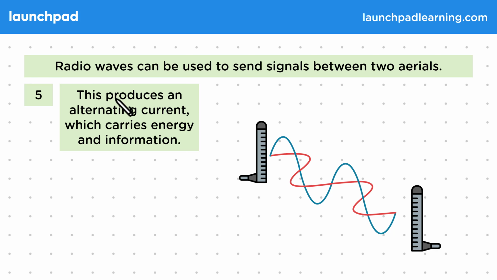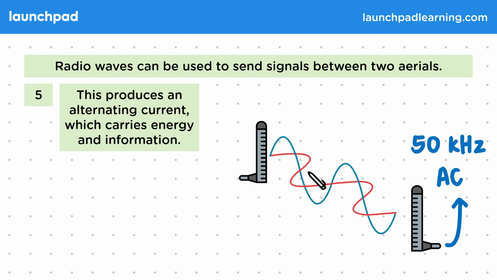Then in step 5, this produces an alternating current, which carries energy and information. This current happens because electrons in the receiving aerial are oscillating, just like they are in the transmitting aerial. Again, like how the frequency of the wave is determined by the frequency of the transmitting current, the frequency of the receiving current is determined by the frequency of the wave. So since we used a 50 kHz current in the transmitting aerial, we received the same 50 kHz current in the receiving aerial. But how does this send a signal and not just energy?